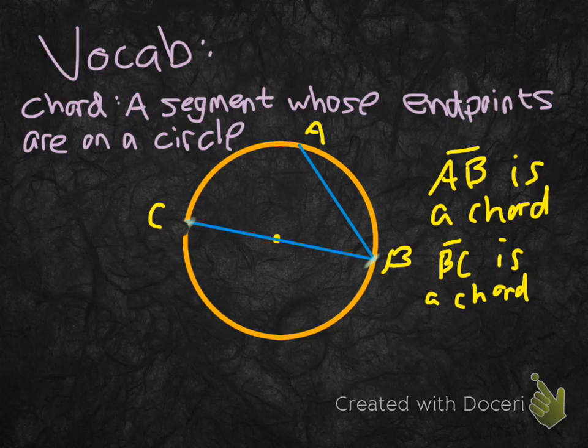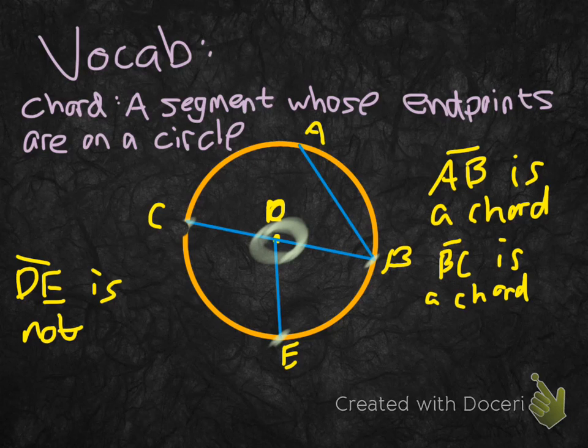Now, I could ask you, is a radius a chord? Well, if I start from the center here and connect to any part of the circle, let's call this point D and this point E. Well, DE does not have its endpoints on the circle. One of the endpoints is, that's point E, but the other endpoint, D, is not on the circle, it's in the circle, so DE is not a chord. Okay, so that's what we're referring to when we say a chord. AB and BC are both chords, but DE is not because its endpoints are not on a circle.